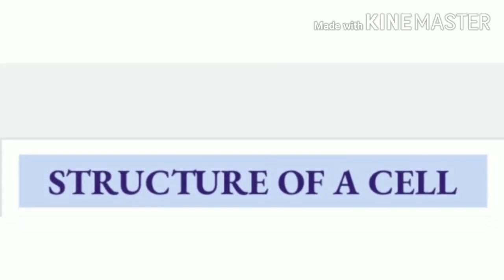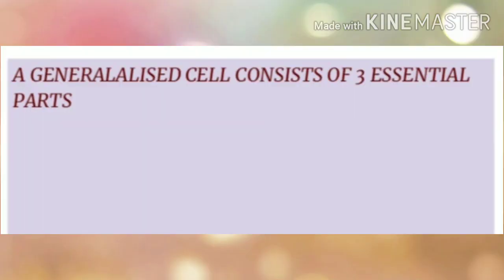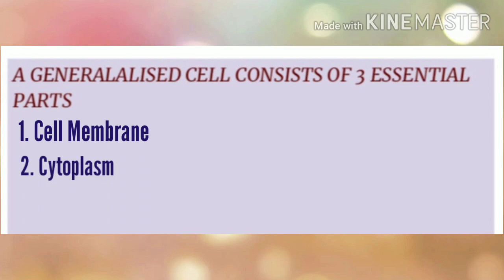Now, let us study the structure of a cell. Various kinds of cells show special differences, yet they all show some basic structural plan which may be expressed in the term generalized cell. A generalized cell consists of three parts. They are the cell membrane, which is also called the plasma membrane, the cytoplasm, and the nucleus.